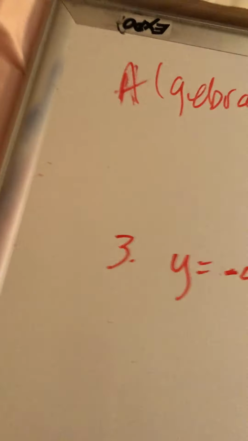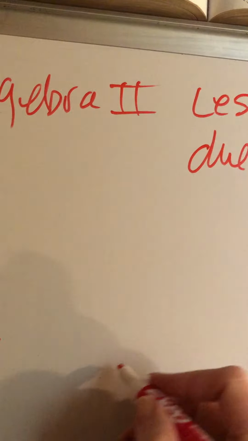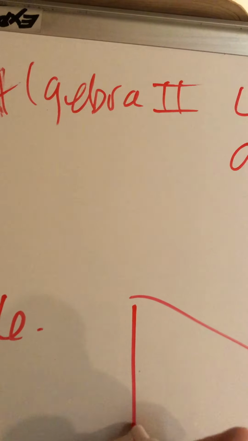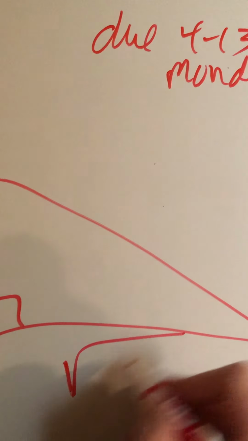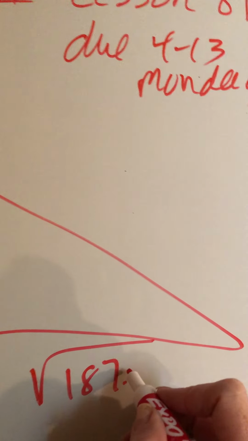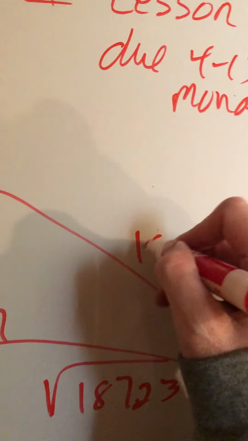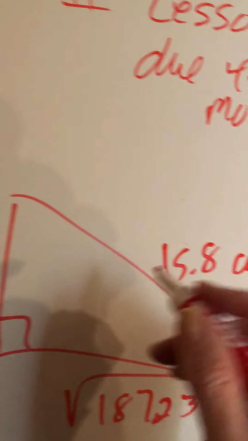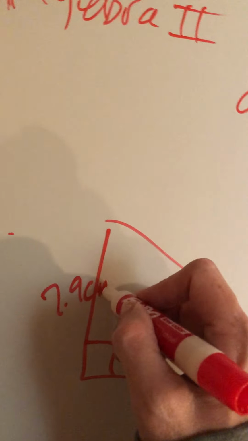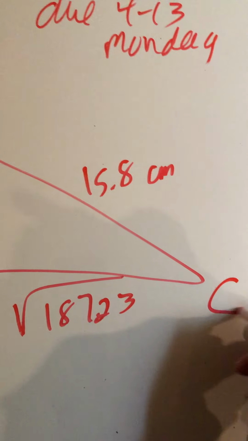Number 5 is just like the notes. On number 6, you've got this triangle here. They give you the triangle. This is the square root of 187.23. This is 15.8. And this is 7.9 centimeters. And you're asked to find C.